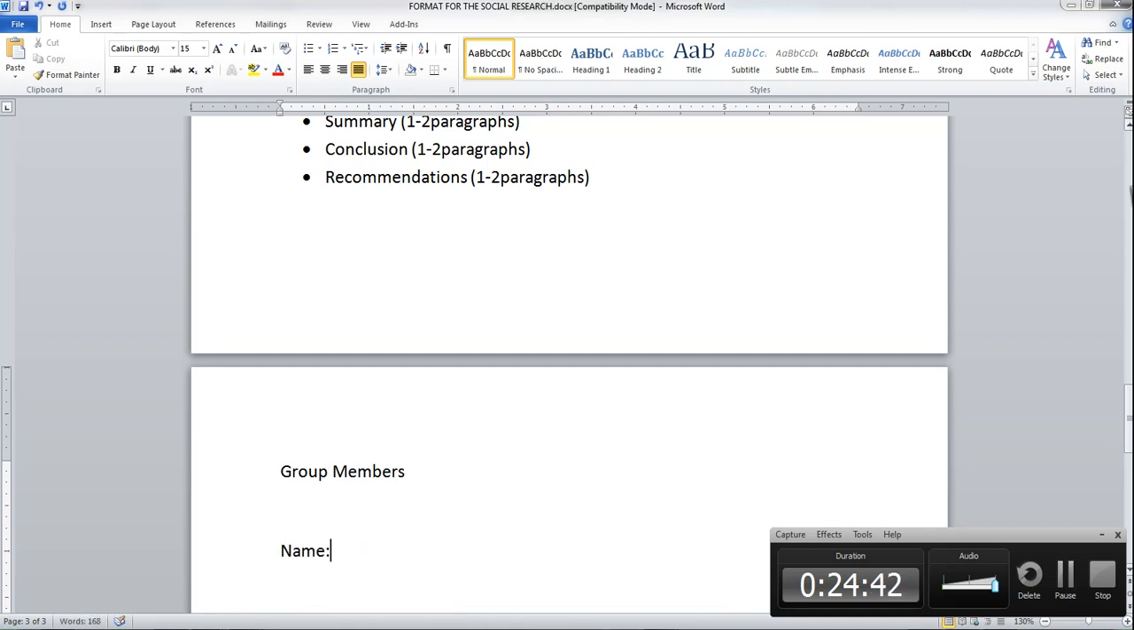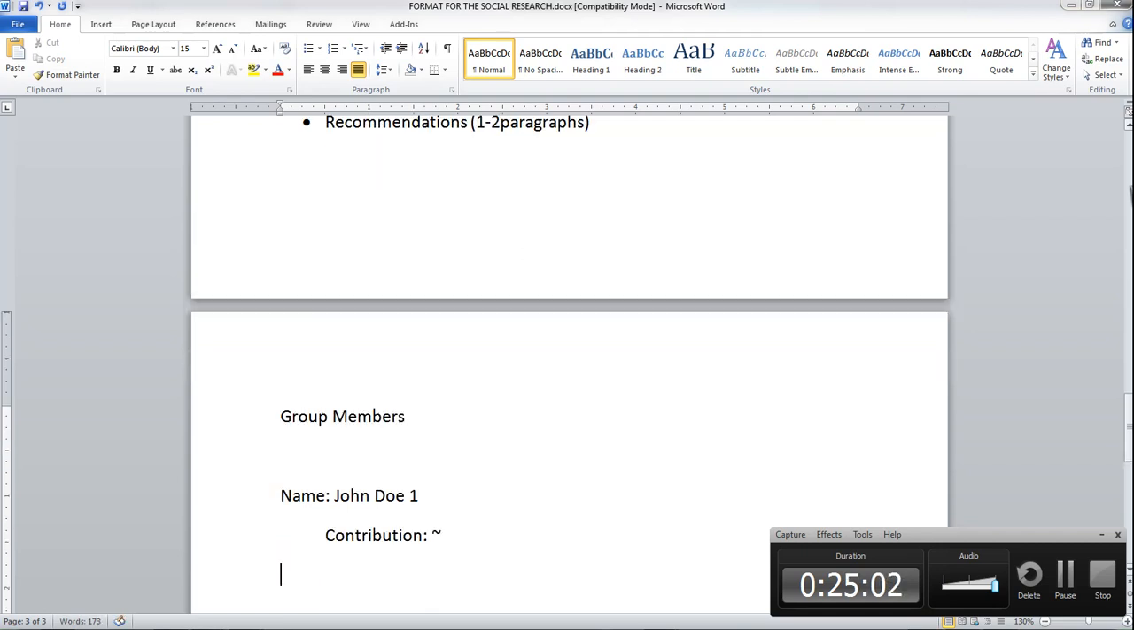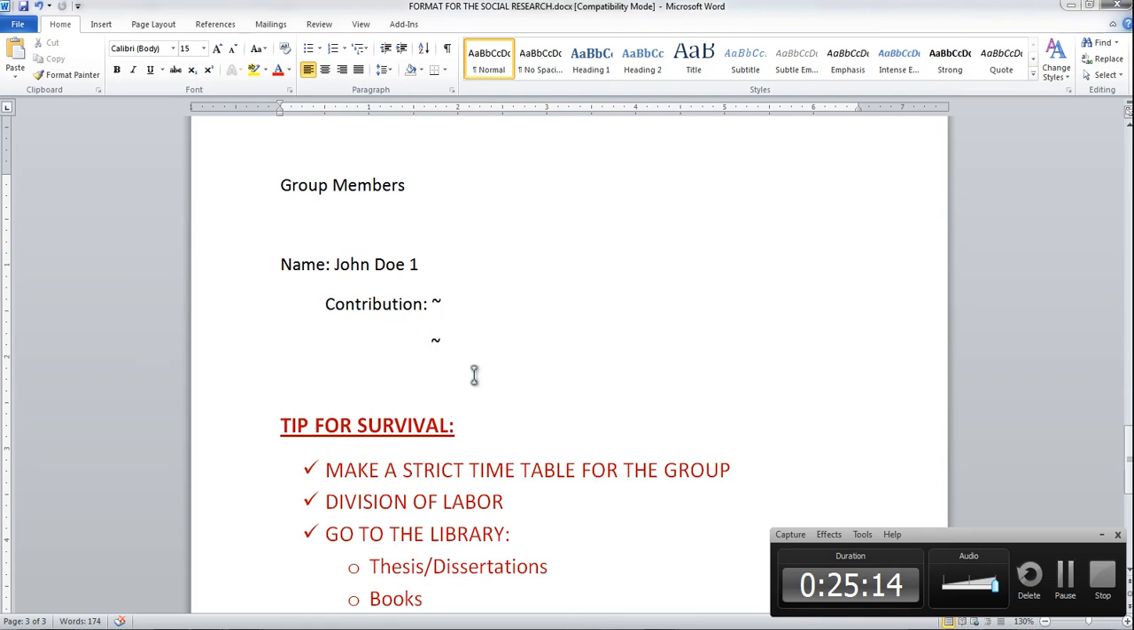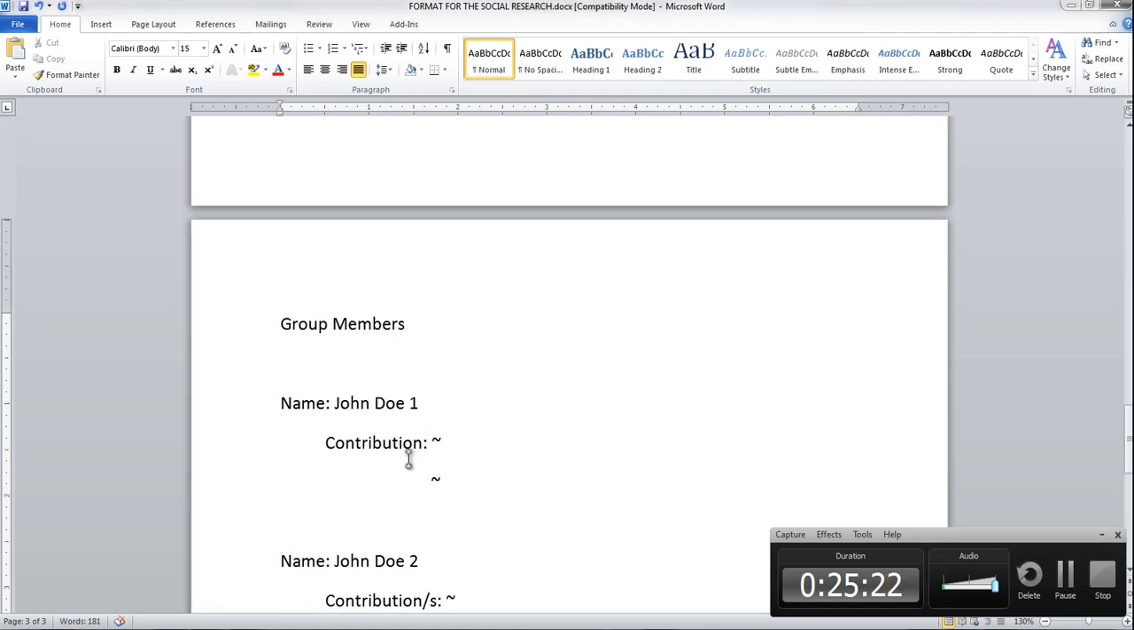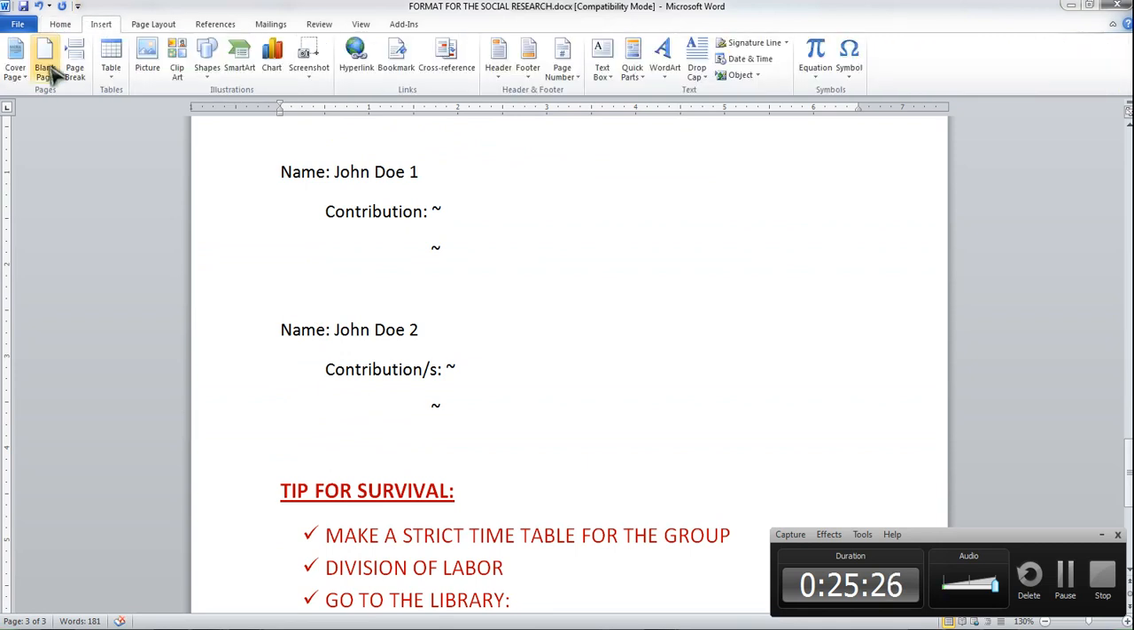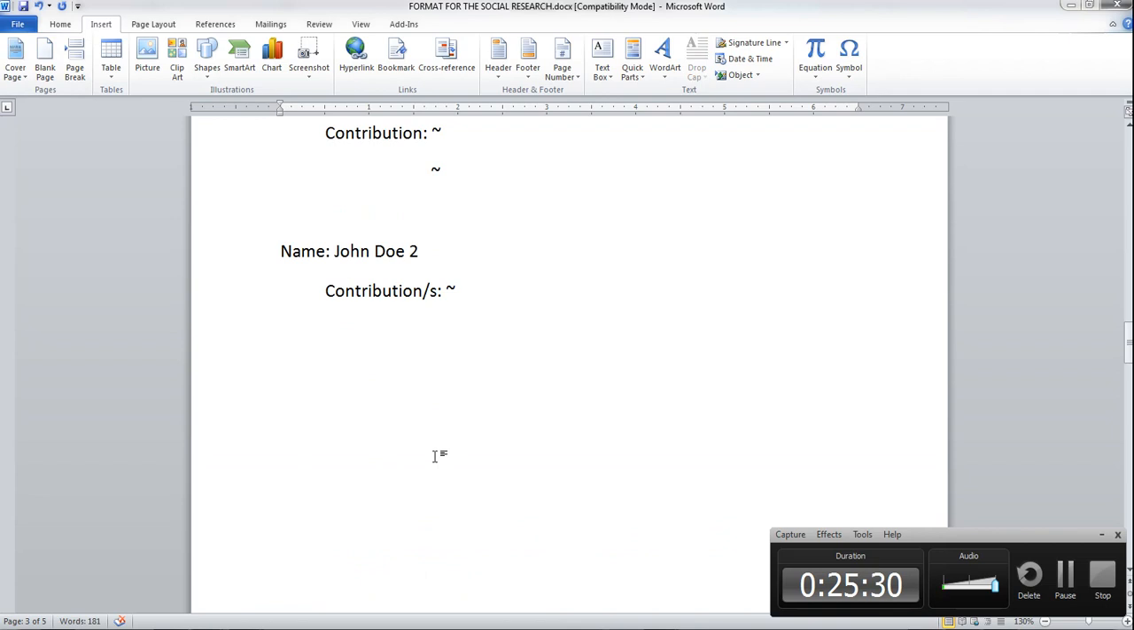Name: John Doe number 1, then contribution, blah blah. Now you have again, say, John Doe number 2, and then his contributions. It depends on how many members you are in a group. Remember that the grading for this paper is partly about the paper being a group work and a paper being an individual contribution. So I do hope you give time, you give heart into it.